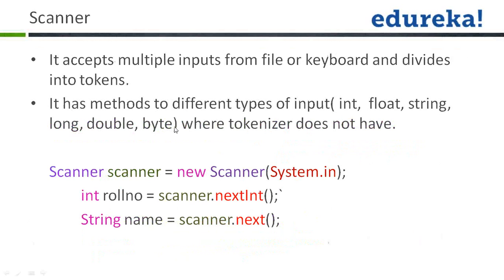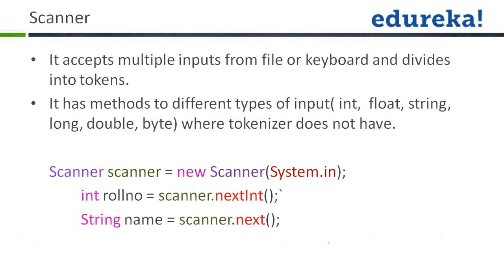So StringTokenizer is done. Now we come to Scanner. It accepts multiple inputs from file or keyboard and divides them into tokens. It has methods for different types of input: integer, float, string, long, double, byte, whereas tokenizer does not have them. Okay, so Scanner is the best way by which you can take the input from the user. It has different methods for different kinds of data types, right?